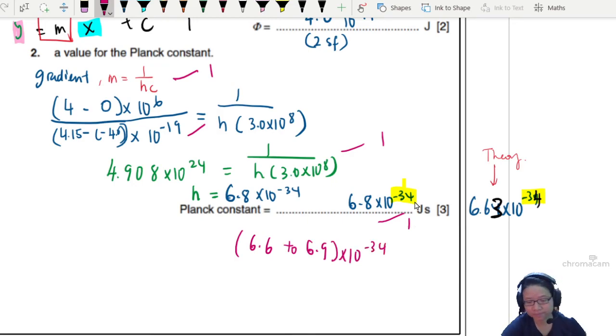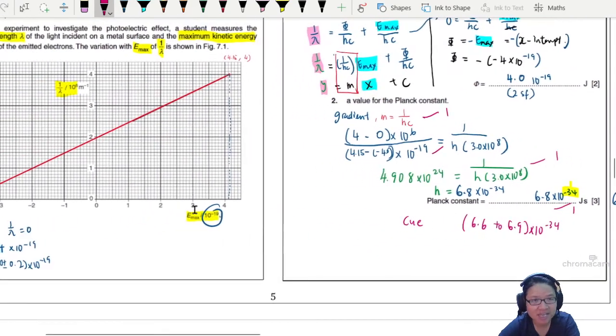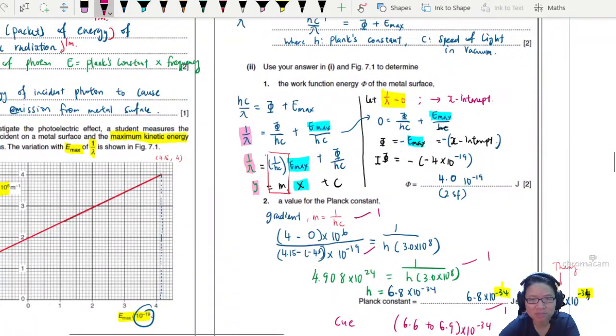negative 34. So like I said, this number is not that important. It is the prefix that will cue you in, give you the sign or the clue that you didn't convert some units or you didn't copy a prefix from the graph. Okay, so this graph is a little bit special. It's not like the normal Emax against frequency. They put the Emax on the x-axis. So the calculation here will look a bit odd.